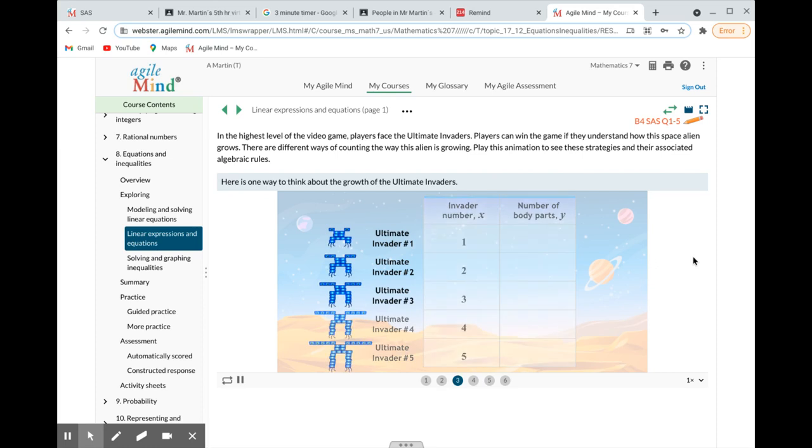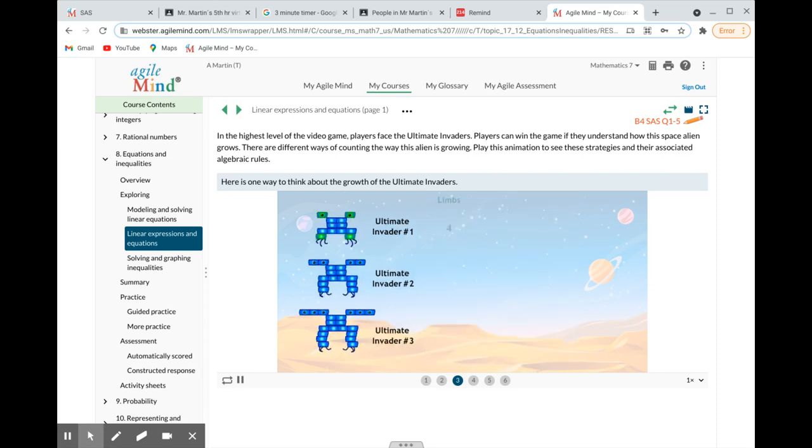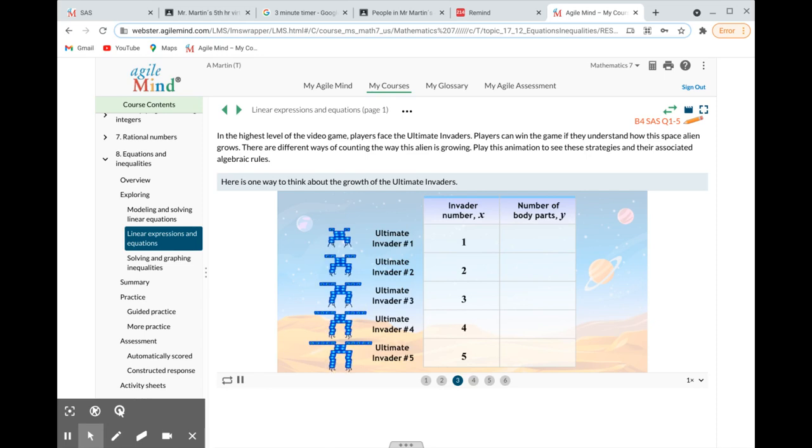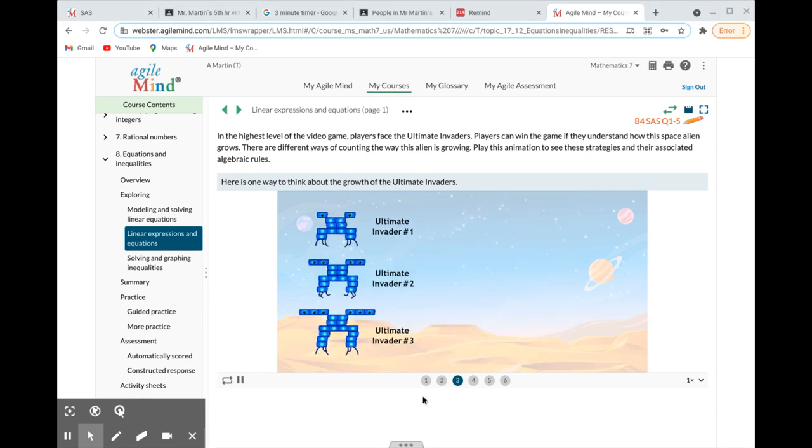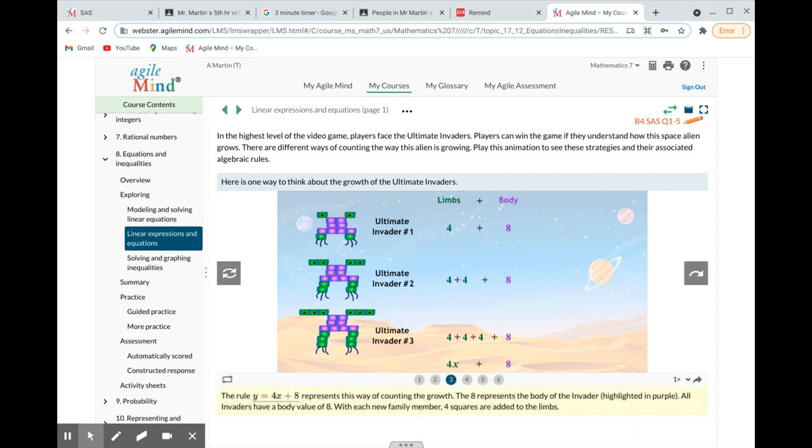All right, looking at the next slide, you'll notice that it says, here's a way that we can think about the growth of the Ultimate Invaders. So would you please walk us through what's taking place here, Sophia? Would you walk us through what's happening here? So every family member adds 4 body parts each time there's a new family member. Perfect. And what stays the same?